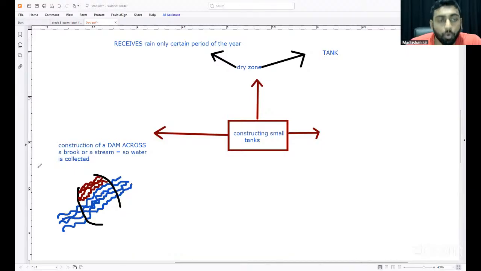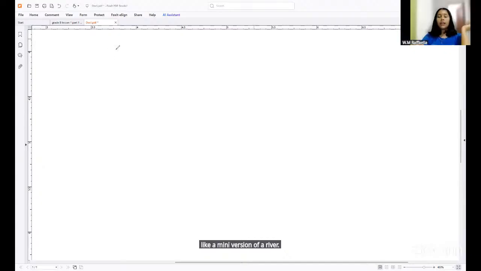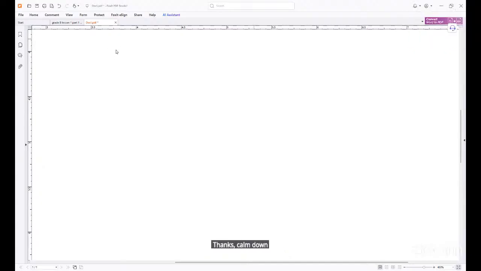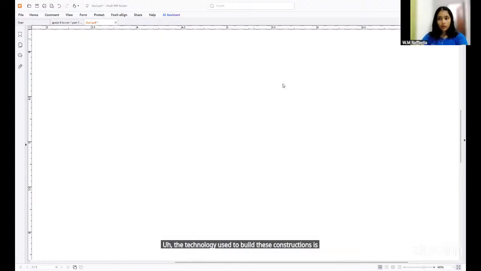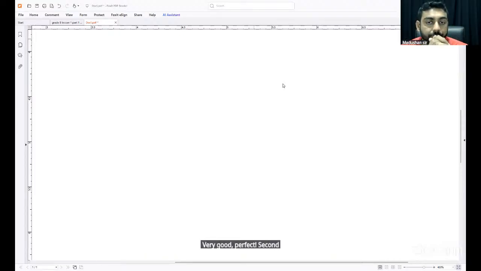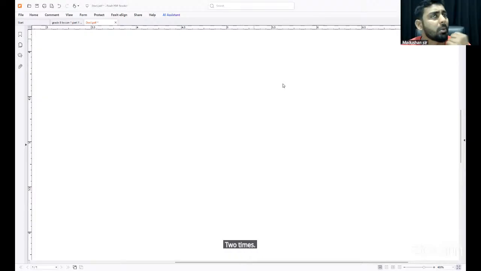Let's ask you all, what is called water technology? Tanks, tunnels, dams, ponds are constructions related to water, and the technology adopted in doing such constructions is called water technology. The technology used to build these constructions is known as water technology. Very good. Perfect. Second question to you all. Do you know how many types of gum are there? Two types. Very good.